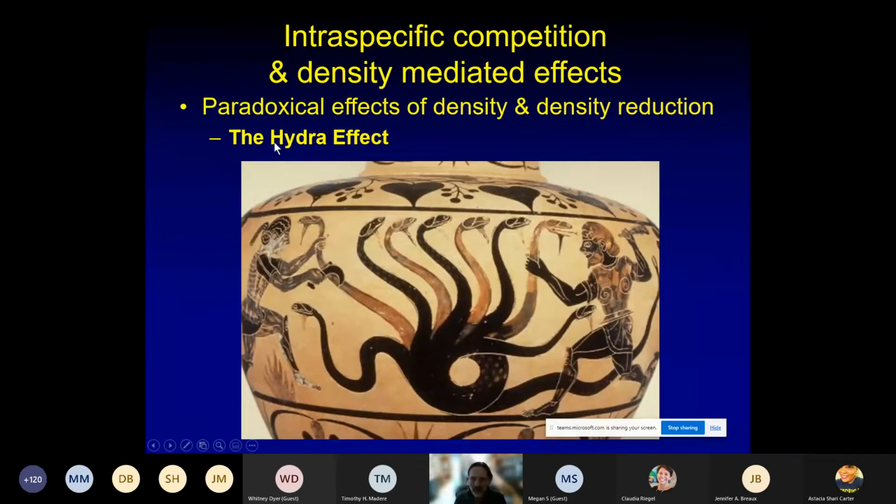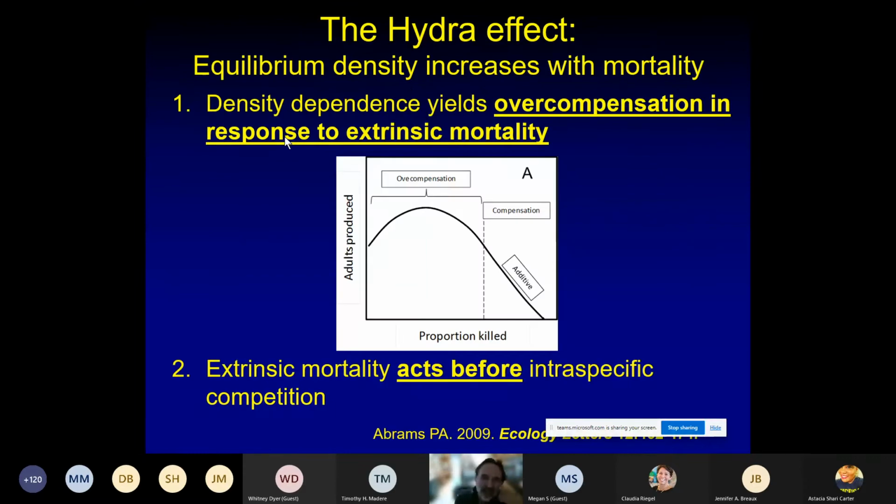And those of you who remember your Greek mythology will recognize this vase as showing the mythological Hydra and Hercules and his battle with it. And if you remember the story, the Hydra had a characteristic that if you cut off one of the heads of this monster, two heads grew back in its place. And the Hydra effect specifically is defined as a case where the equilibrium density of a population increases with the imposition of mortality on that population.